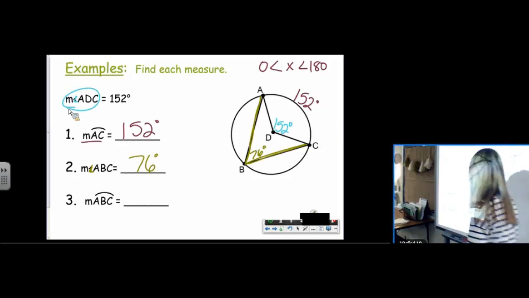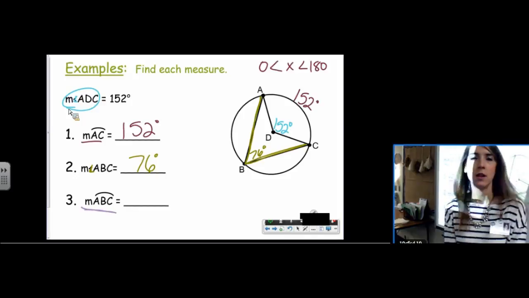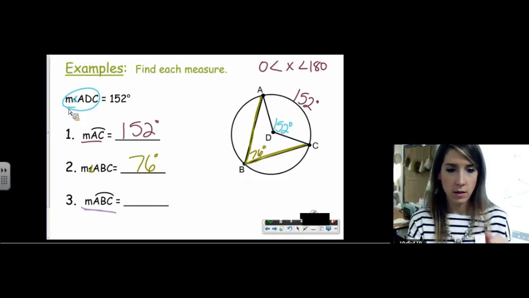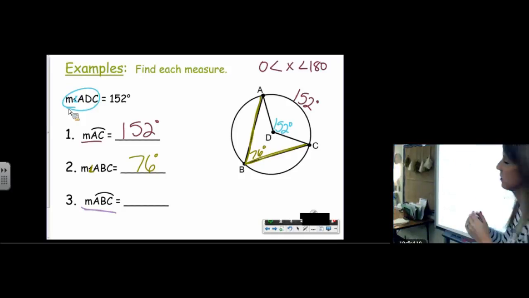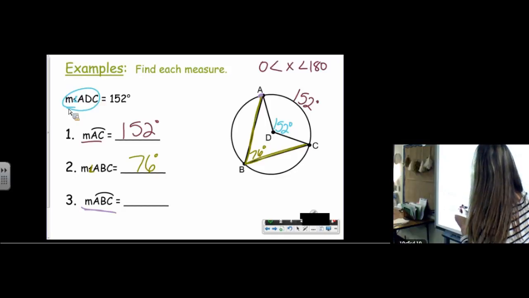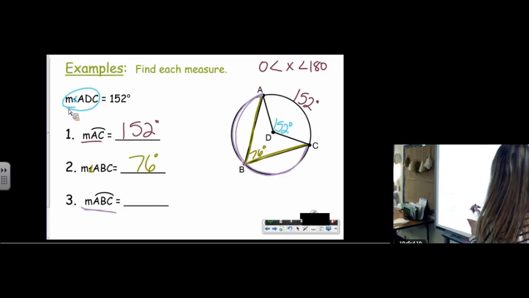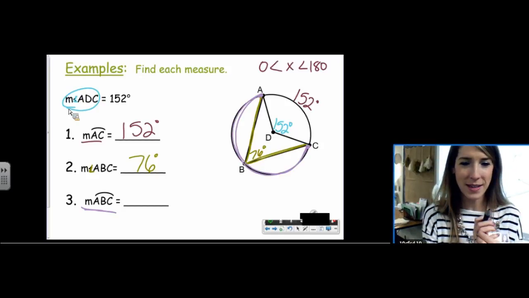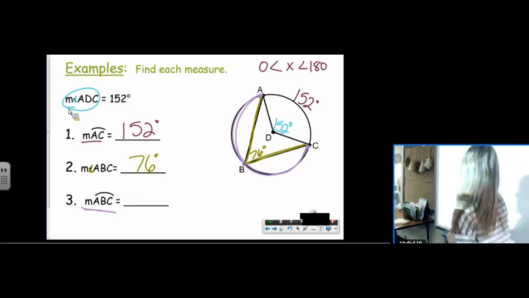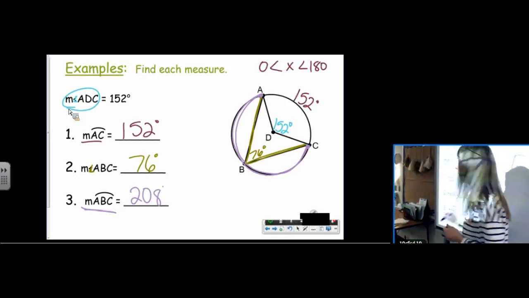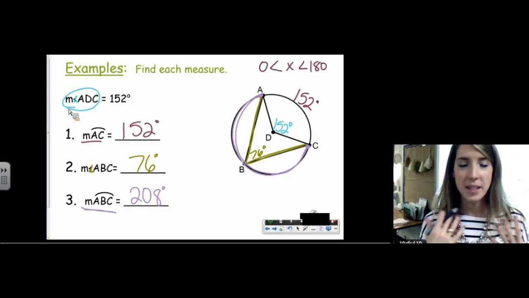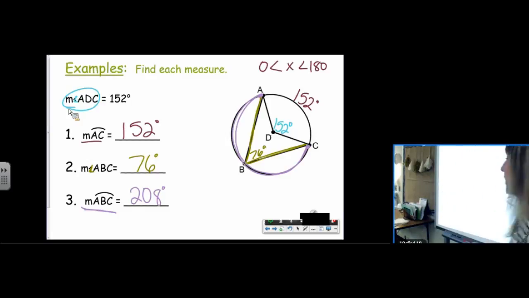And lastly, what do you know about the measure of arc ABC? Not angle, but arc. Yep, you know it's a major arc. You know your answer better be greater than 180. You can go ahead and type that in. What is the measure of arc ABC? Very good. 208, and you got that number by doing what? Subtracting 152 from 360. Very good.